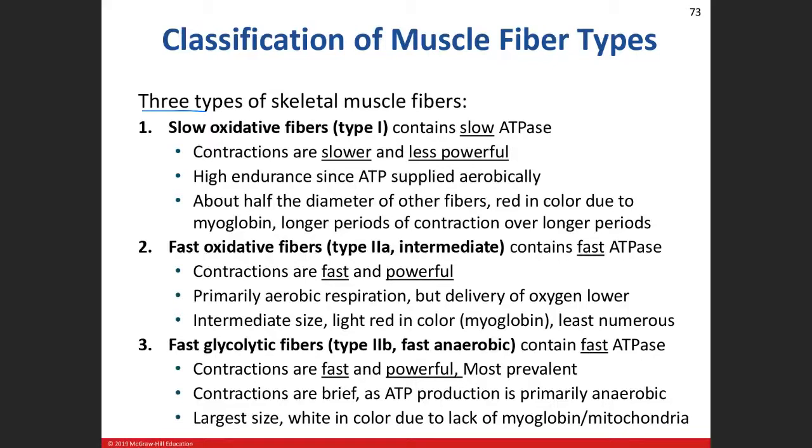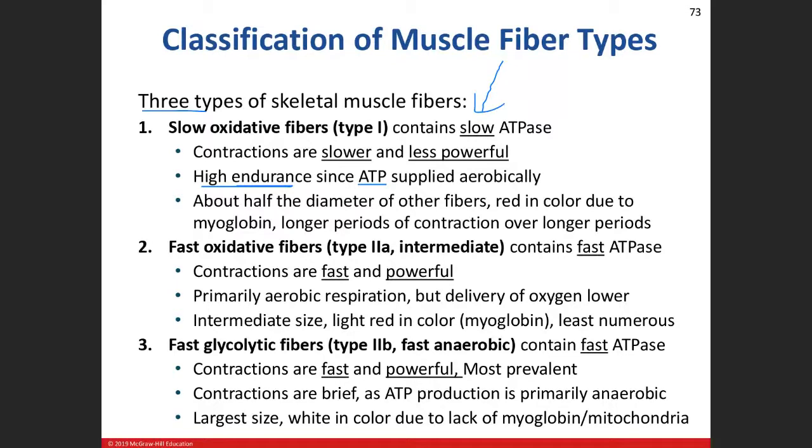Oxidative, which means they're less fatigable. So it takes a while for them to fatigue. But because they're slow, they contain that slow ATPase. So these muscles have a high endurance, which is great because they're oxidative fibers, so they're going to undergo aerobic cellular respiration. So we'll have a pretty decent amount of ATP supplied.